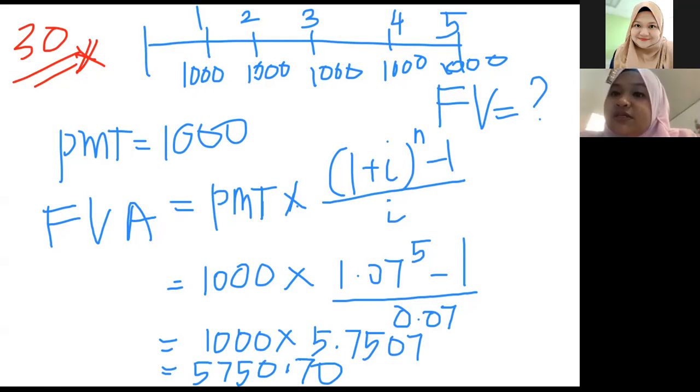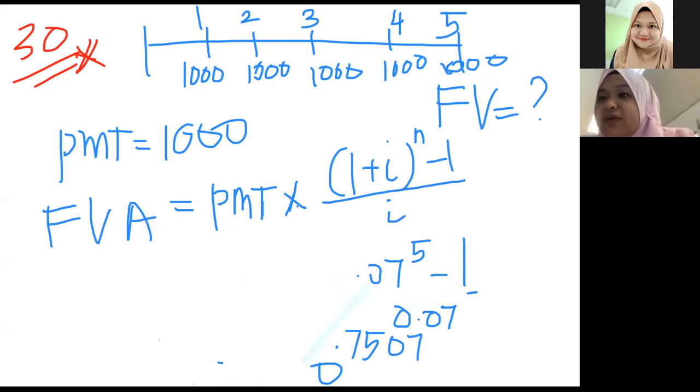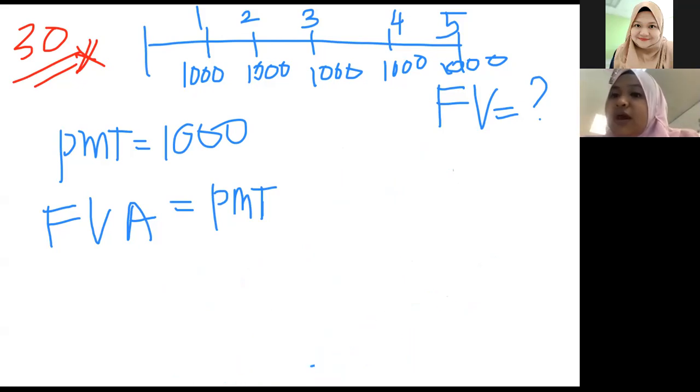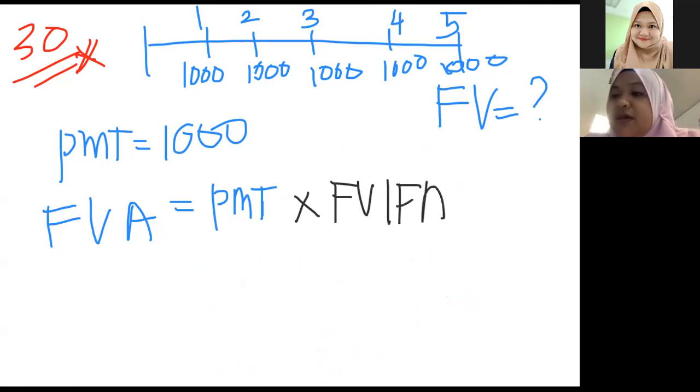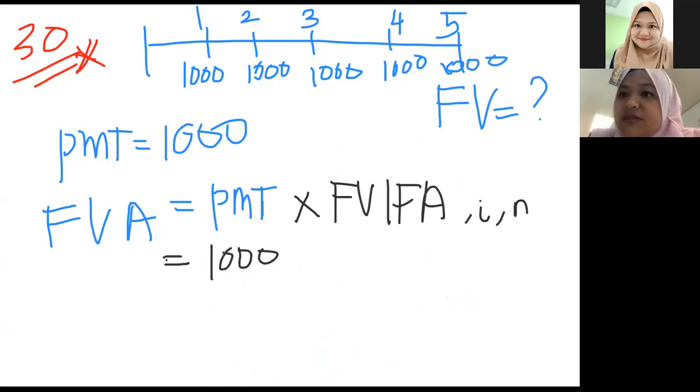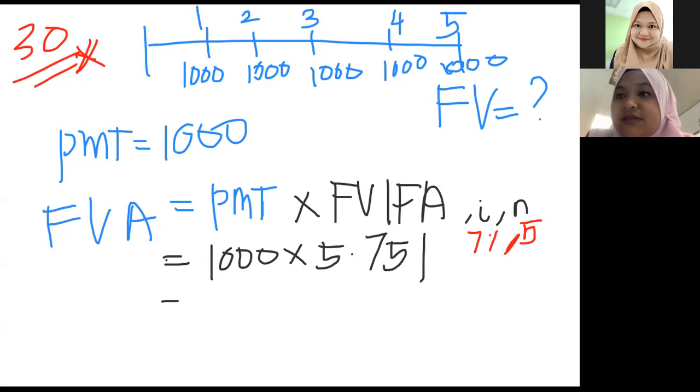So if you want to use the financial table, which table do you need to refer to? You need to refer to FVIFA. We need to find the I and N. So the payment is 1,000 times FVIFA. FVIFA for 7% and 5 years, you need to refer to this table. So it is 5.751. The answer is 5,751 ringgit.